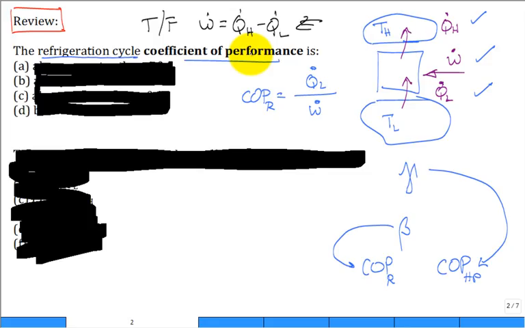First law for the whole system. That's right. So it's an energy balance for the whole system. You have two ins, one out. Two rates of transfer in, then out. Okay, that's a good review of the coefficient of performance.